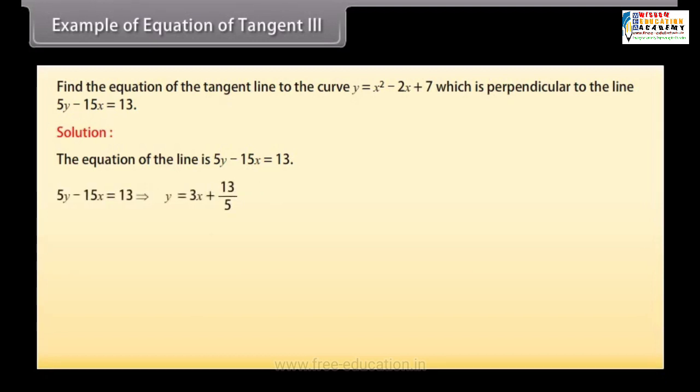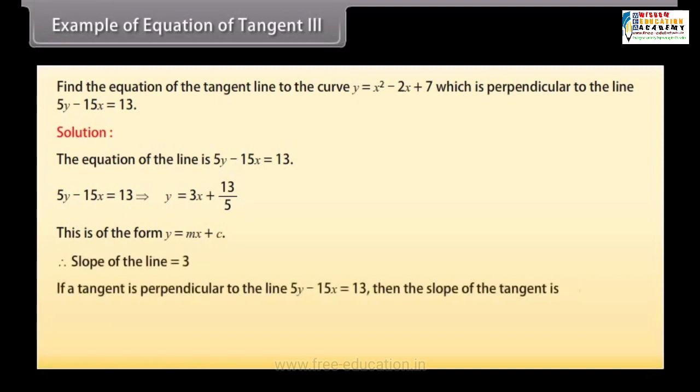5y minus 15x is equal to 13. It implies that y is equal to 3x plus 13 by 5. This is of the form y is equal to mx plus c. Therefore, slope of the line is 3. If a tangent is perpendicular to the line 5y minus 15x is equal to 13, then the slope of the tangent is minus 1 by slope of the line, which is equal to minus 1 by 3.